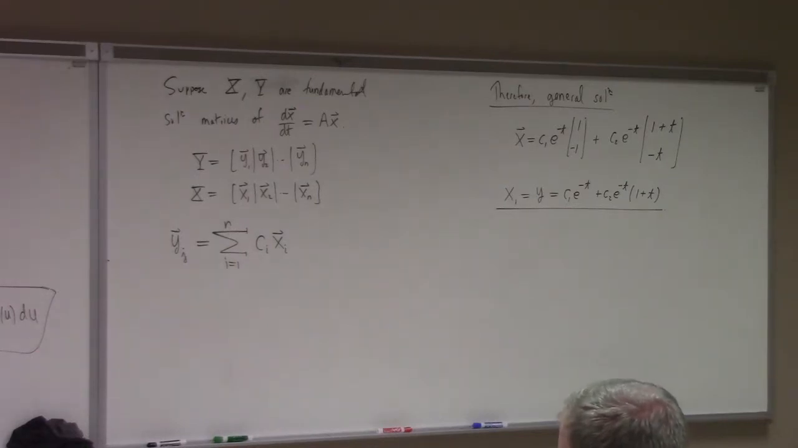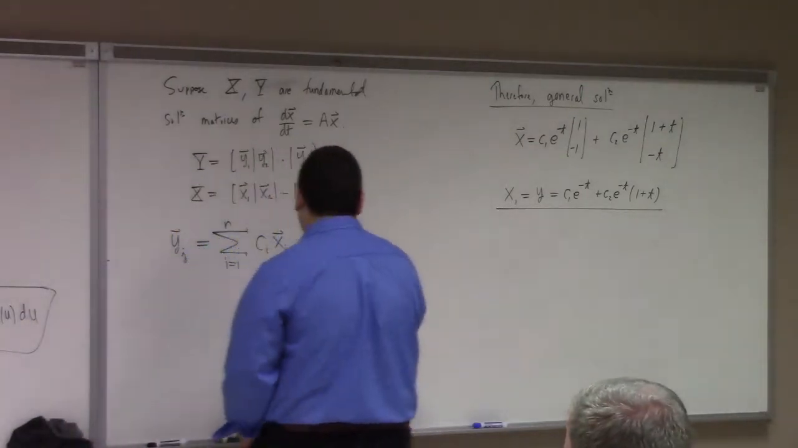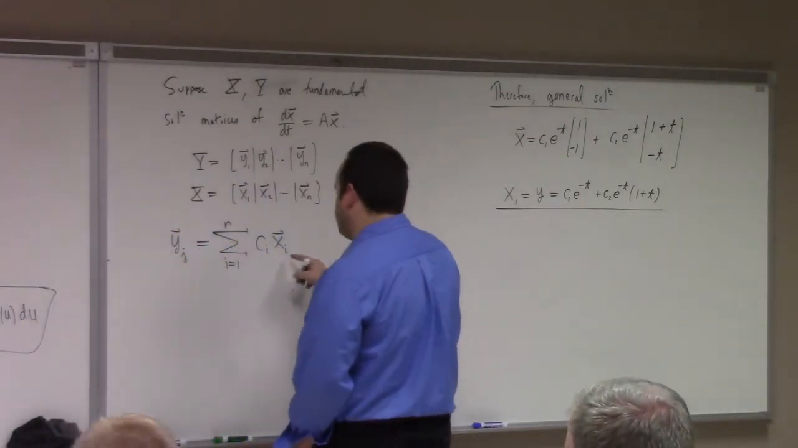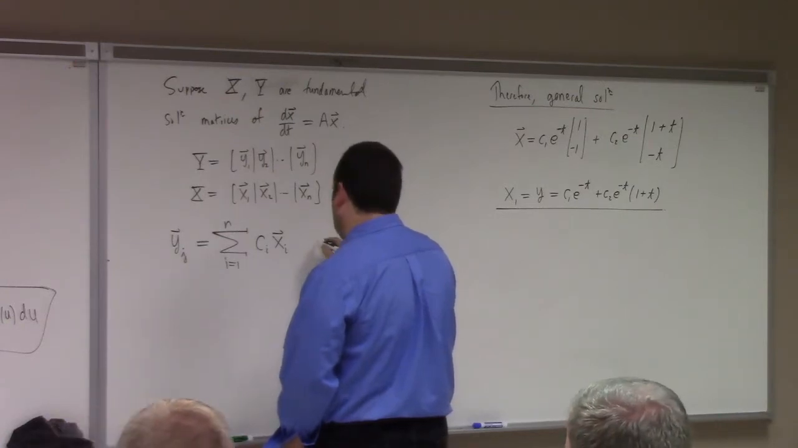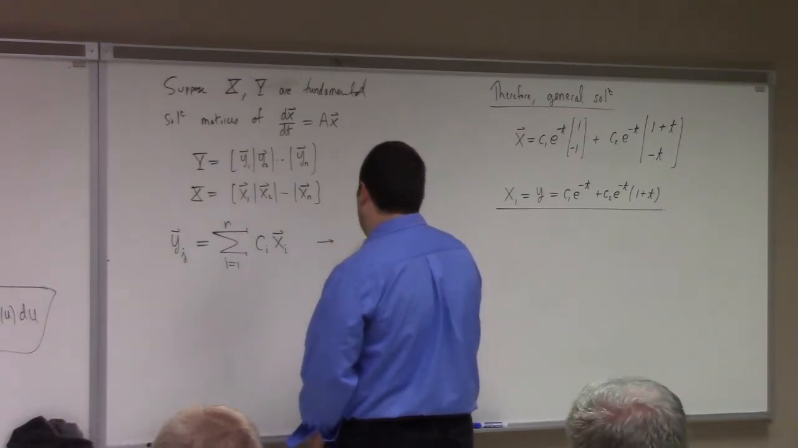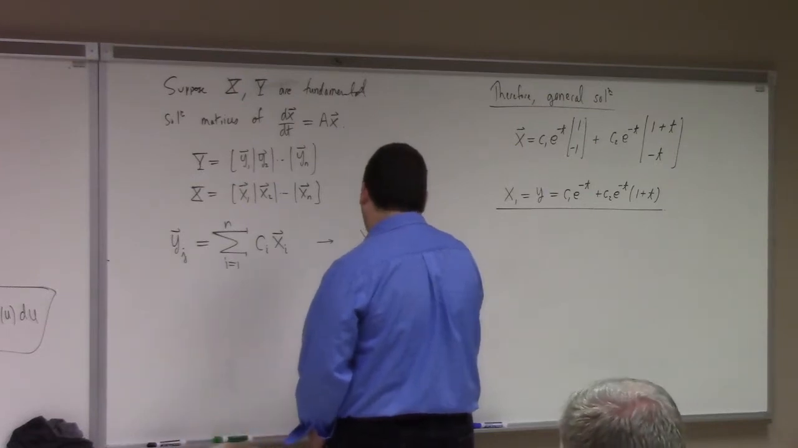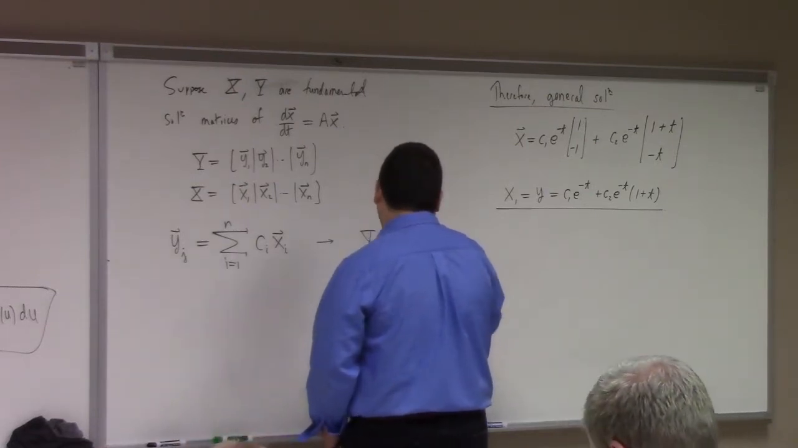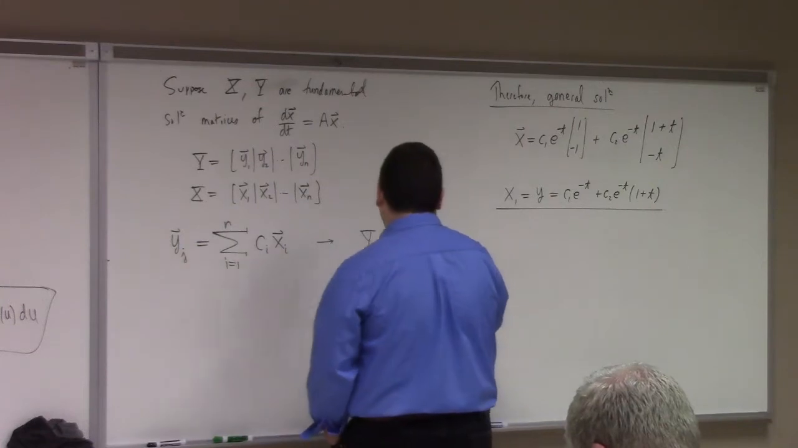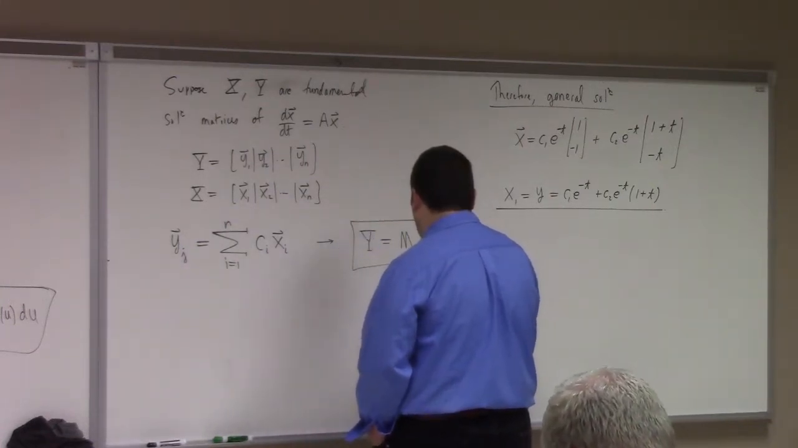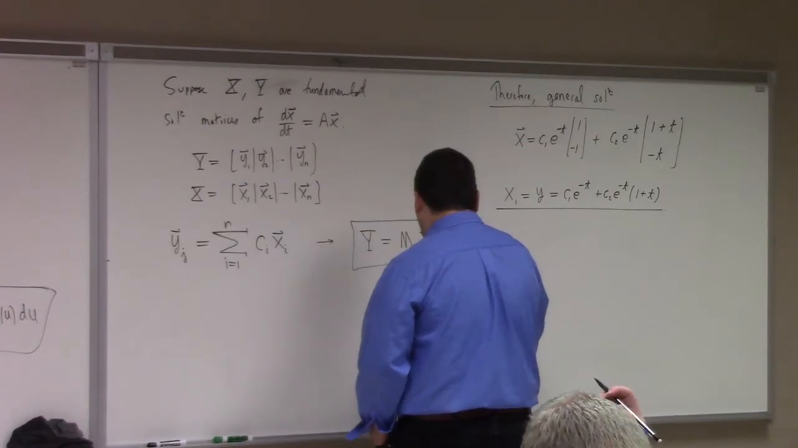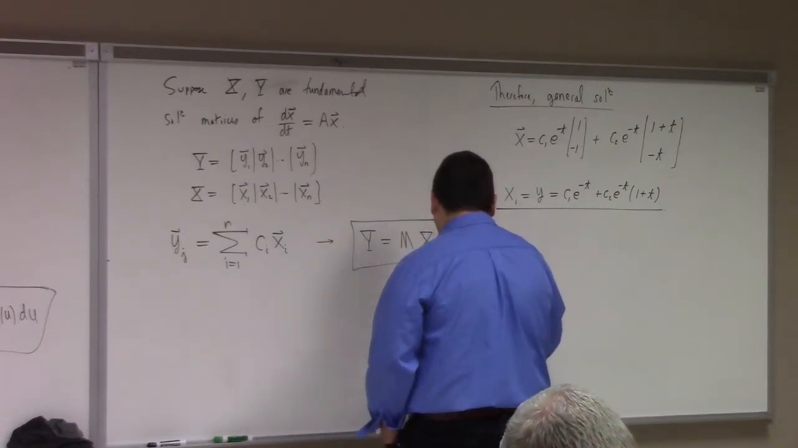So if you put this together, if you do this for each one, let's see here. Well, I'm about out of time, but after a little bit, you get that Y is equal to some matrix times X. So this is the relation. There has to be some constant invertible matrix.